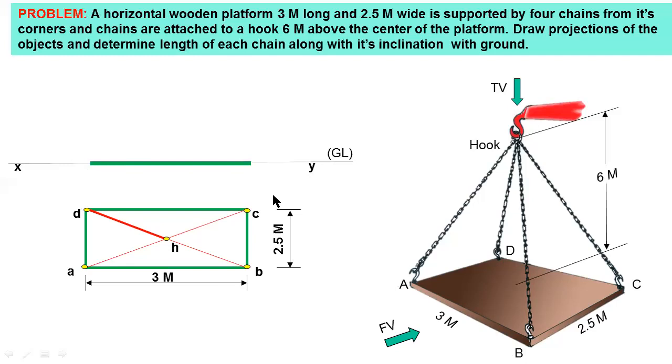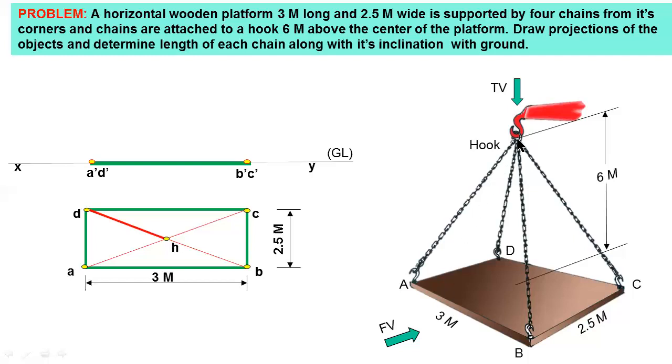This is point A, this is point B, and the corners C and D coincide with point B and point A. The corner C coincides with point B and the corner D coincides with point A. So this is A dash, D dash, and this corner is B dash, C dash. This is the front view of this platform.